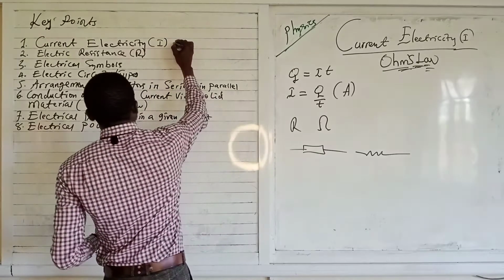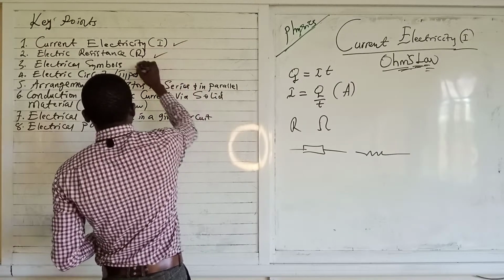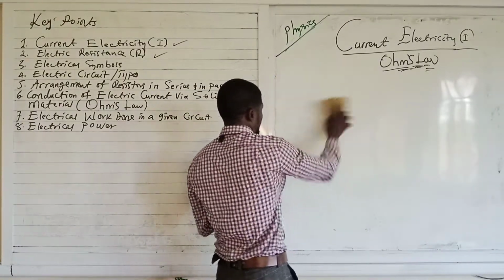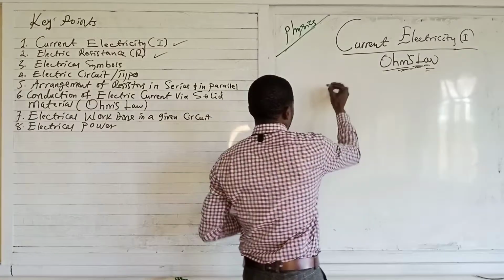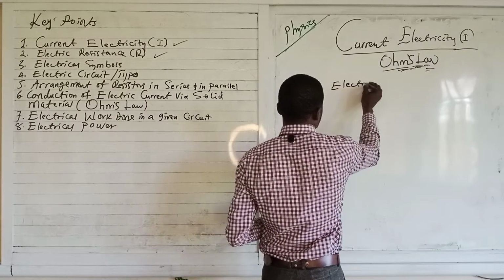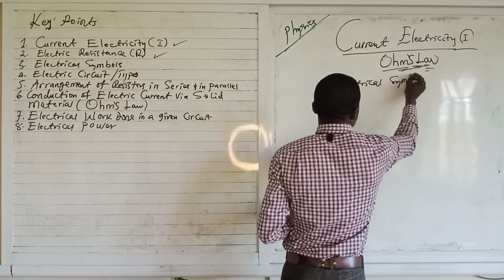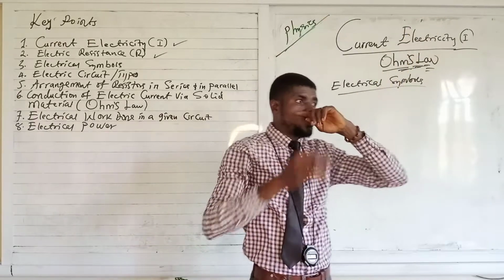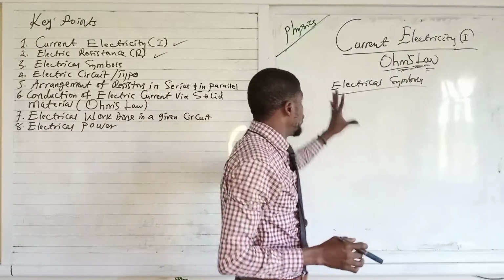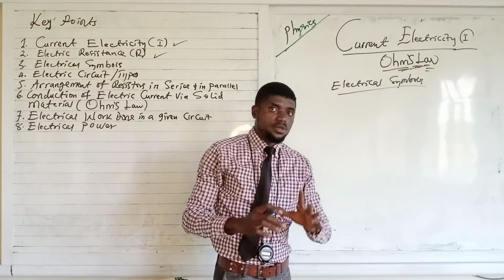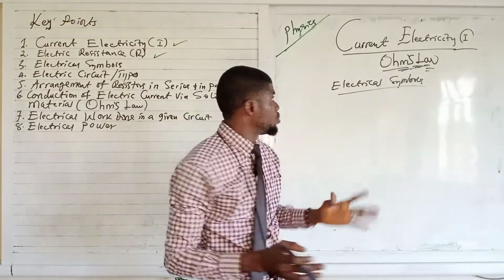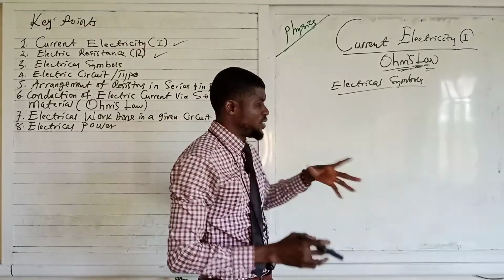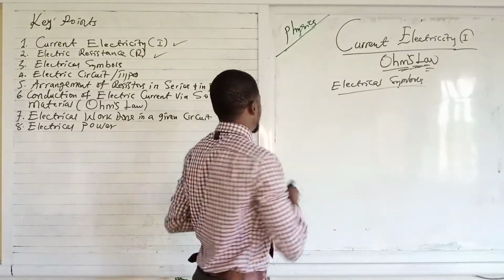So we have looked at electric current and electric resistance. Let us look at electrical symbols for right now. It is very important for us to know electrical symbols, because when you don't know them, you'll be unable to identify them in a circuit. You'll be unable to even draw a circuit correctly. So let's start with the first one.